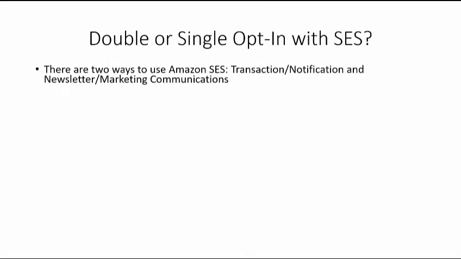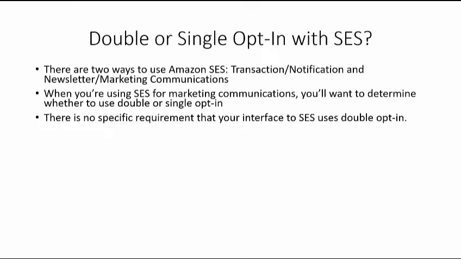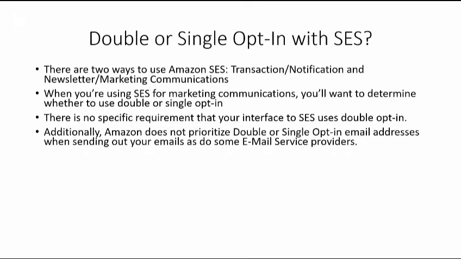You will be faced with the question of whether or not you must use double or single opt-in when it comes to Amazon SES. There are two ways to use Amazon SES: transaction or notification emails, or marketing communications. When you're using SES for marketing communications, you will want to determine whether you're going to use double or single opt-in. There is no specific requirement that the interface you're using with Amazon SES uses double opt-in, so you can do single opt-in when you're using Amazon SES.